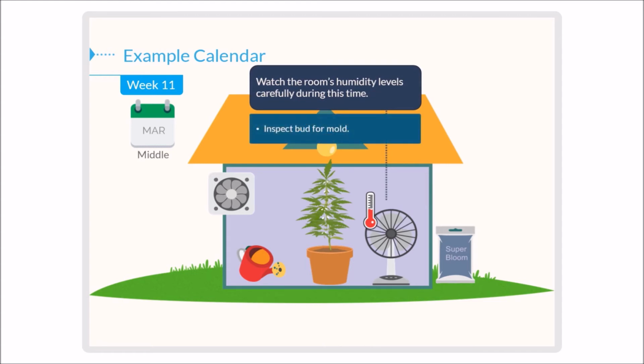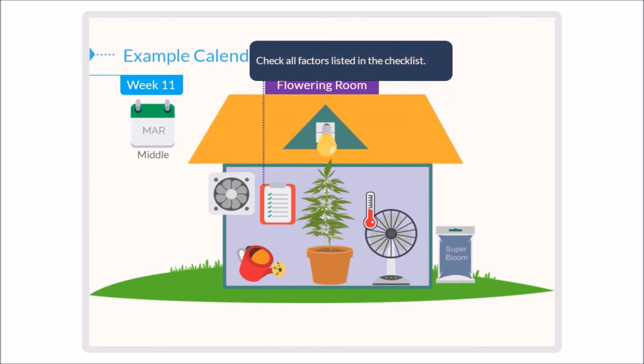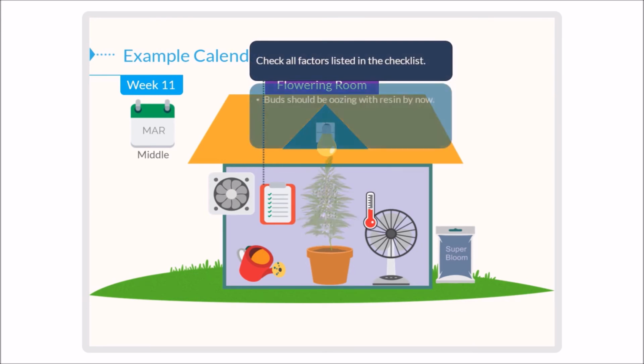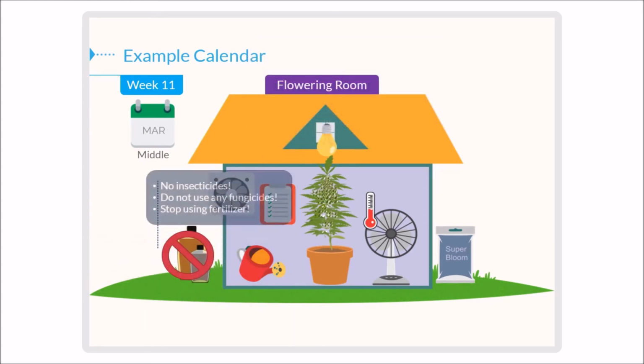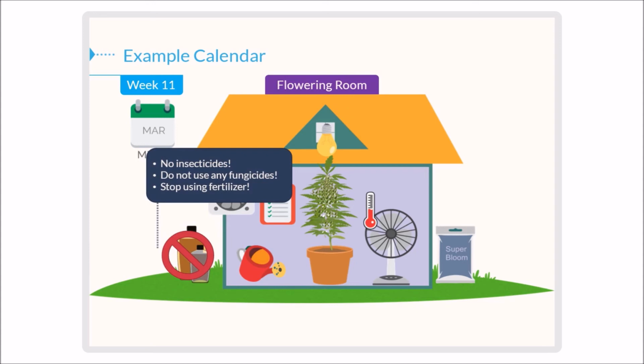Inspect bud for mold. Check all factors listed in the checklist. Buds should be oozing with resin by now. Some shade leaf yellowing is normal. Indica and early maturing buds are nearly ripe now. Harvest if ready. No insecticides. Do not use any fungicides.